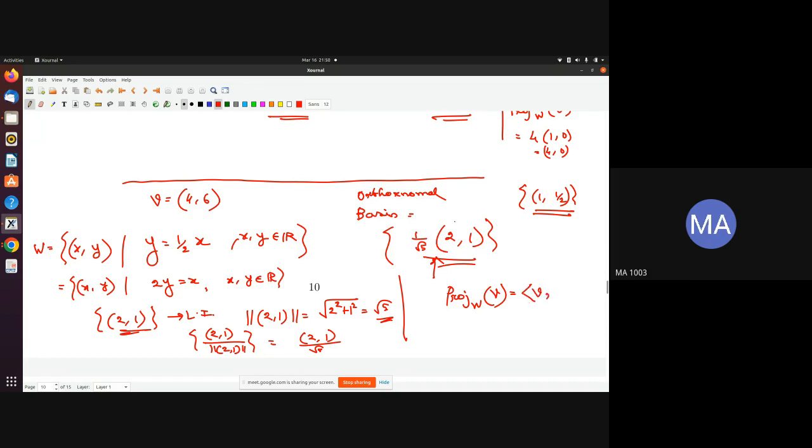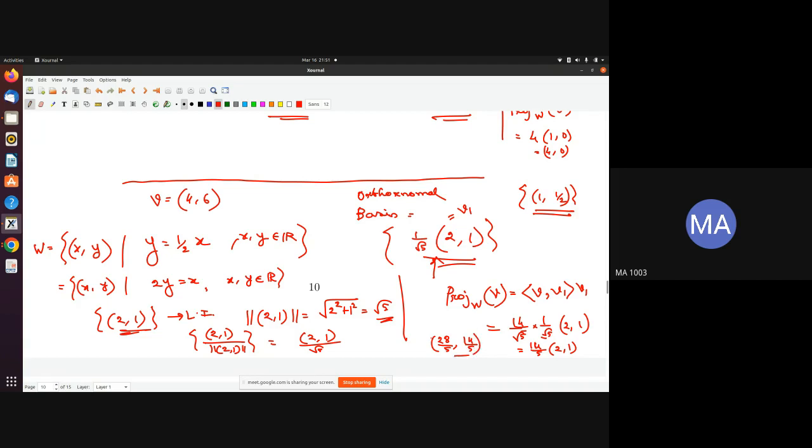So this is V and this is my V1. Now what is the inner product of V with V1? 1 by root 5 is a scalar, so I can take it out. The dot product: 4 into 2 is 8, plus 6 into 1 is 6. So 8 plus 6 is 14, 14 by root 5. And what is my V1? 1 by root 5 times (2, 1). So 14 by 5 into (2, 1), which is basically (28/5, 14/5).